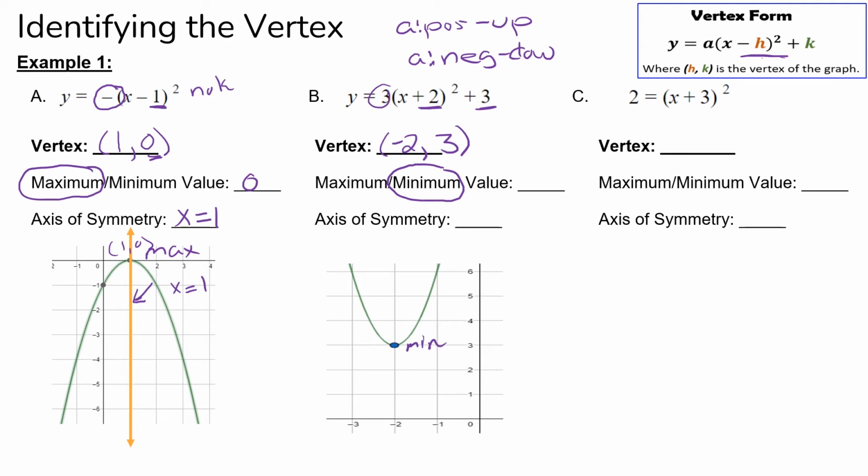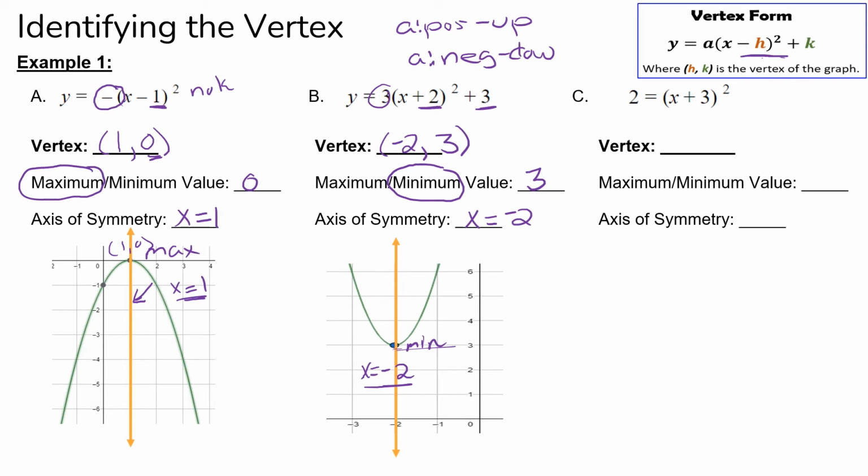And my vertex is -2, 3. So 3 would be the minimum value of that graph there. Our axis of symmetry is just x equals, what is our h? That is -2. All right. So right here, it cuts that graph in half. So this would be x equals -2, and I already put the answer there for our axis of symmetry.